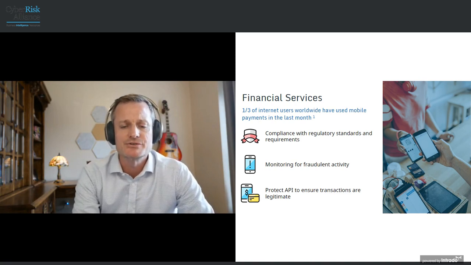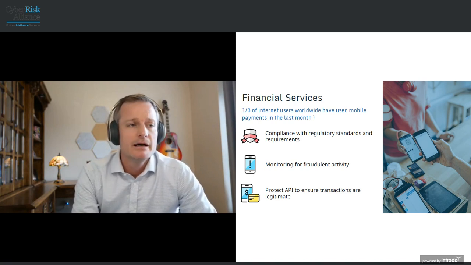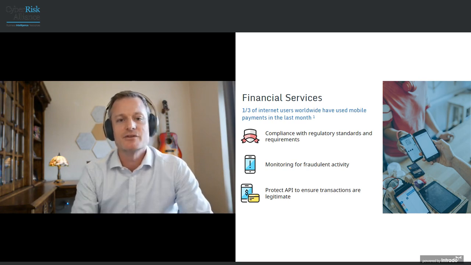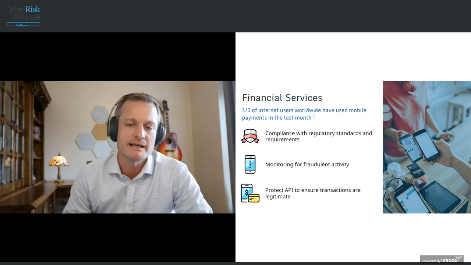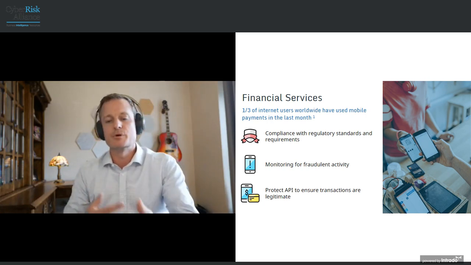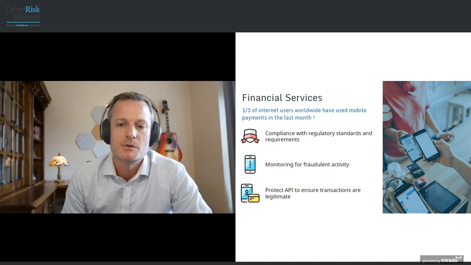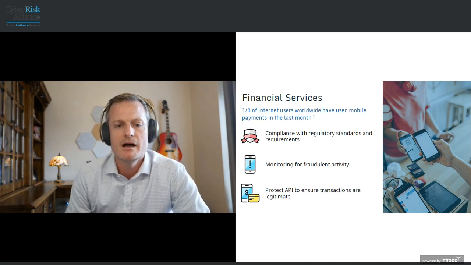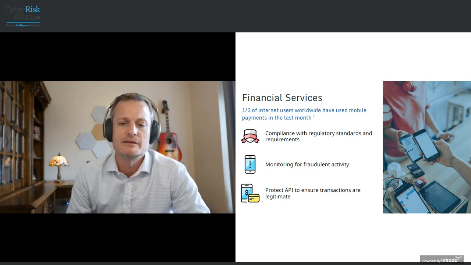And so what do financial services have to deal with? The thing we hear the most is compliance with regulatory standards and requirements. That's a big driver. It's not a security threat per se, but they've taken all the security threats, the OWASP context, and that in itself has been repurposed into different compliance and regulatory standards that need to be satisfied. And we'll talk about one very specific example of that in the payments industry.